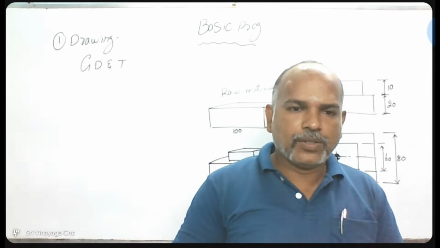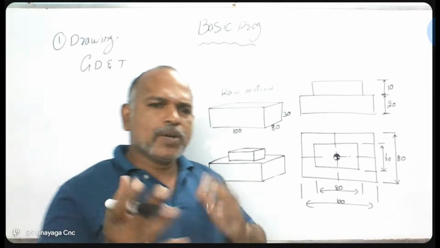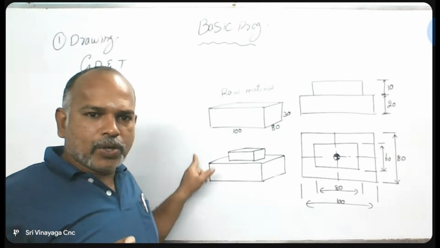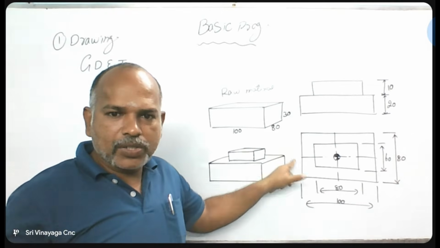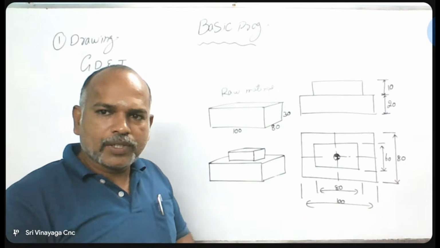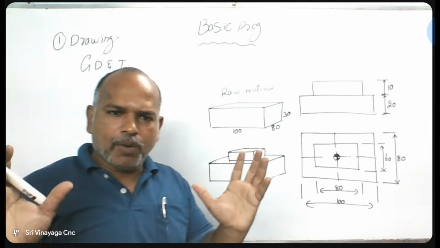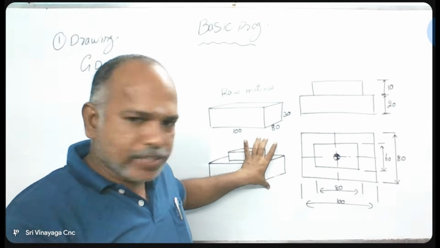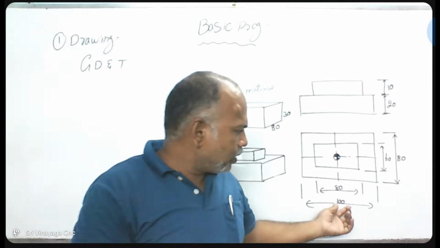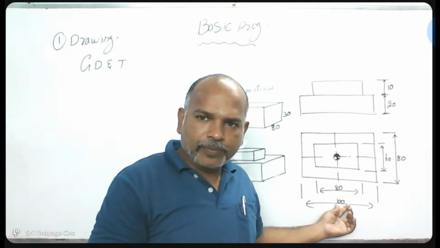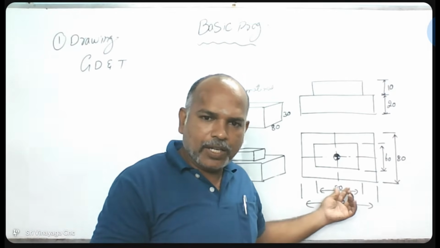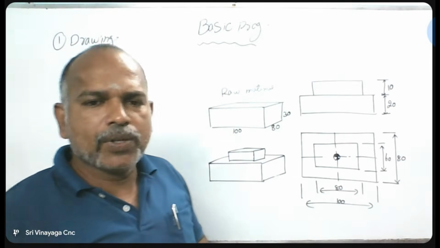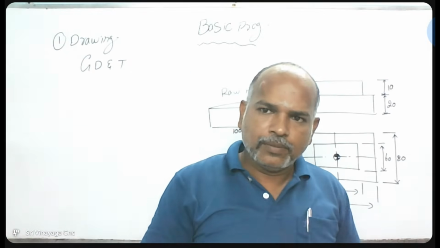Now, what's the meaning of geometry? Without a dimension, when we have drawn the diagram, this is known as geometry, just the outline of the component, the outline of the profile. This is known as G. Here we are given 100, 100, 80, 60, 80, like this. That is known as dimension. And then tolerance.